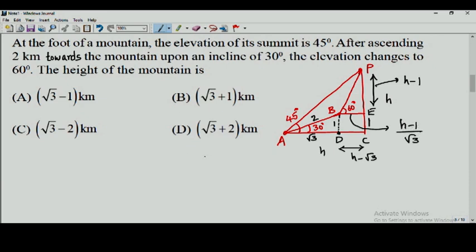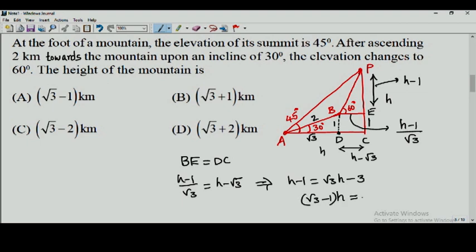From the equation BE is equal to DC, we can write H minus 1 by root 3 is equal to H minus root 3. After cross multiplication, we get H minus 1 is equal to root 3 H minus 3. So root 3 minus 1 into H is equal to 3 minus 1, 2. This implies H is equal to 2 by root 3 minus 1, which gives us root 3 plus 1.